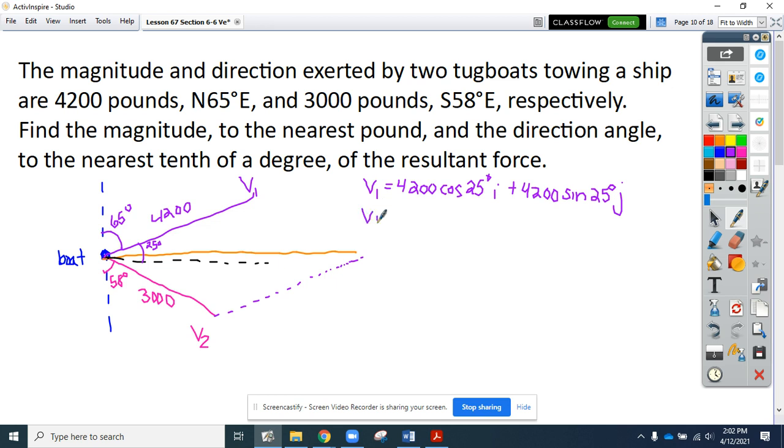So vector 1 is going to be 3,806.5 I plus 1,775 J. I went out to two places before, and I'm wondering why. We're going to keep it with the tenths. We'll go tenths.